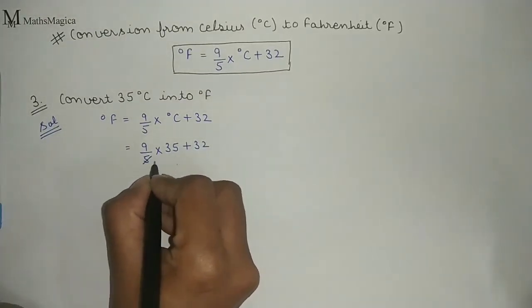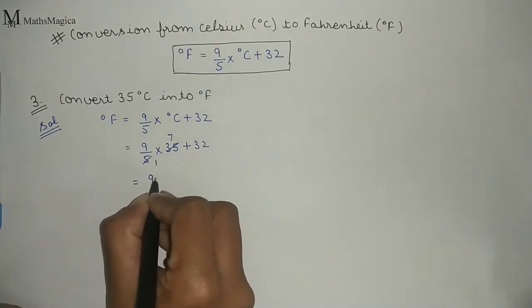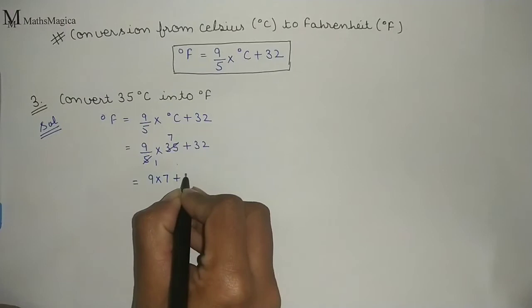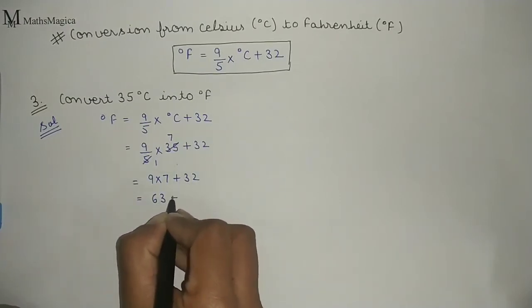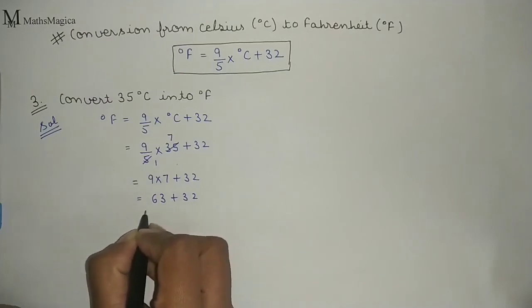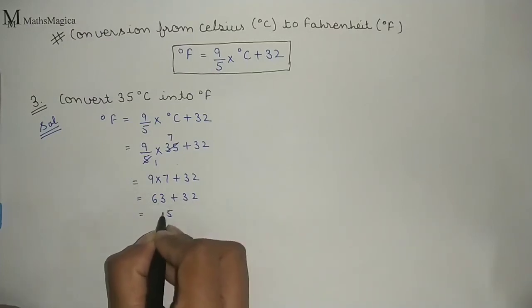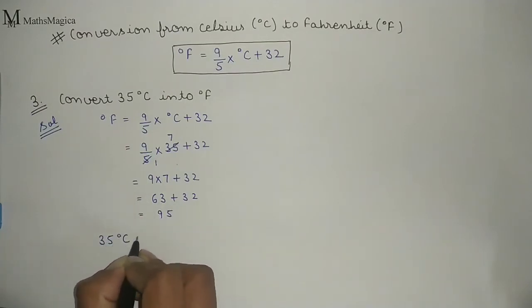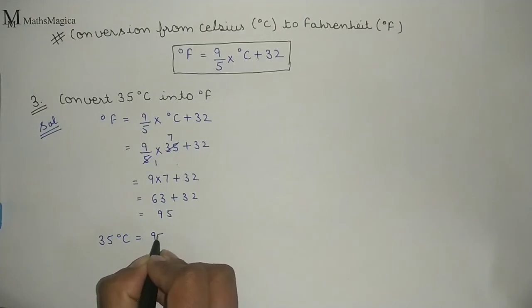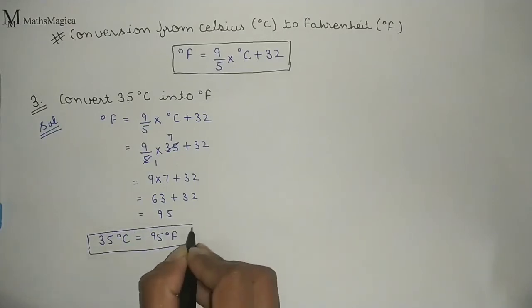Now 5 ones are 5, 7 fives are 35. 9 multiplied by 7 plus 32. 9 sevens are 63, plus 32 is equal to: 3 plus 2 is 5, 6 plus 3 is 9. 35 degree Celsius is equal to 95 degree Fahrenheit. This is your required answer.